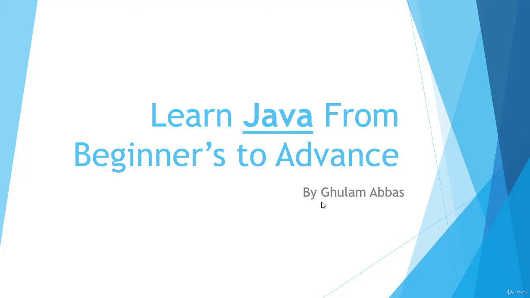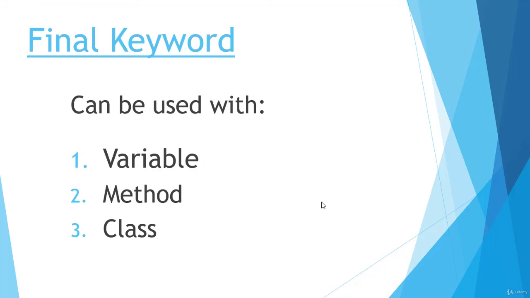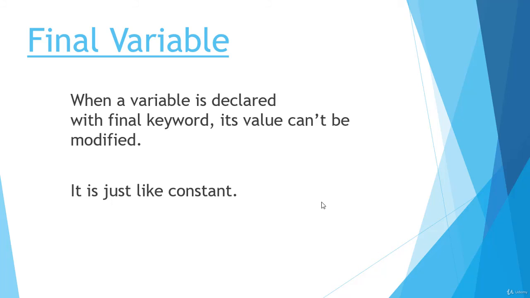Today in this video we are going to discuss the final keyword. Now, the final keyword can be used with variables, methods and classes. A variable may be an instance variable, local variable or static variable. First of all, the final variable.